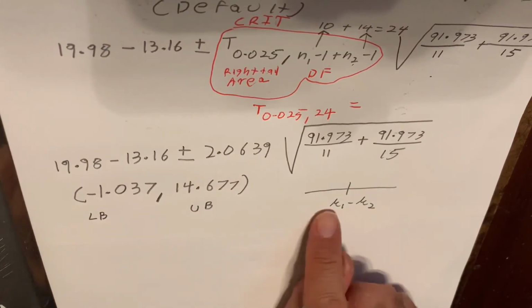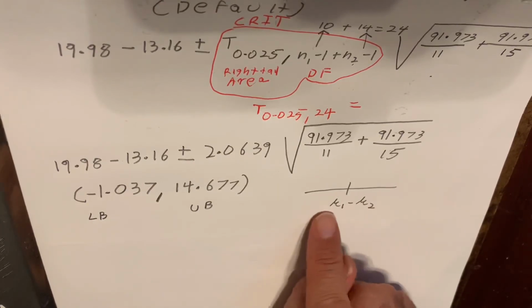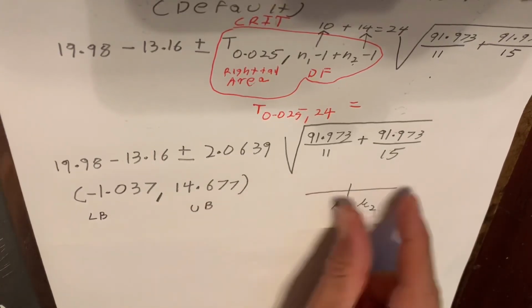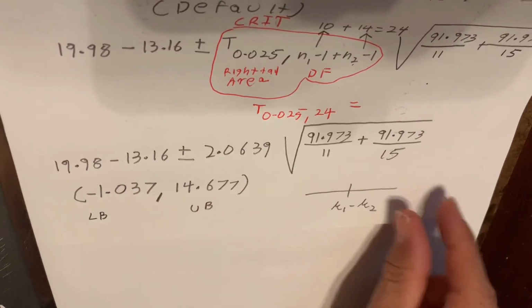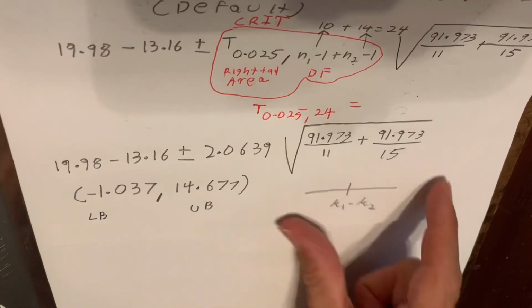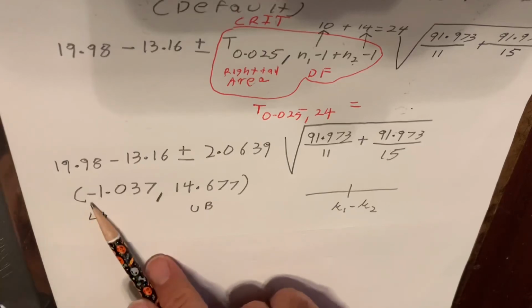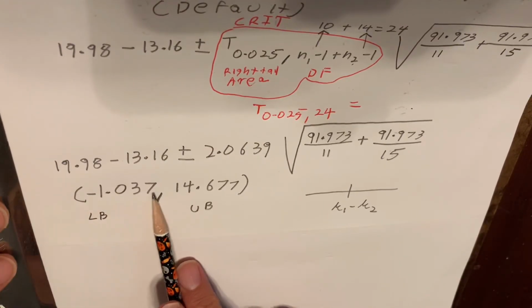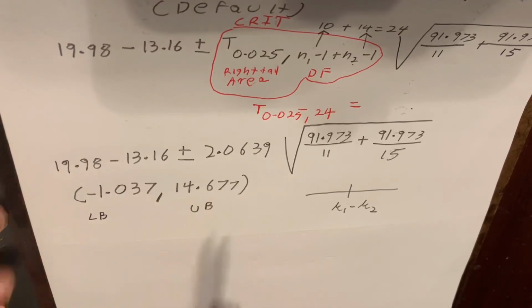Now, the human being doesn't know what this true mean difference is, because if we knew, we wouldn't spend the money and the time to do a study. That would be ridiculous. So we form this confidence interval, and it's a 95% confidence interval. So 95% of the time, this confidence interval is capturing this true population mean difference. So this confidence interval can be as low as negative 1.037, and it can be as high as 14.677. But how do we interpret that?